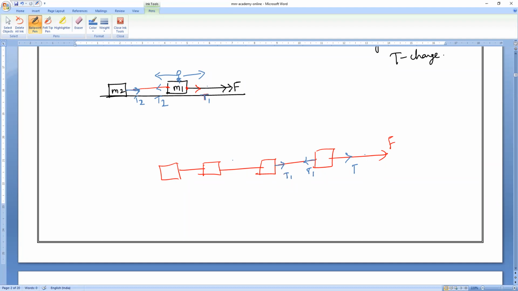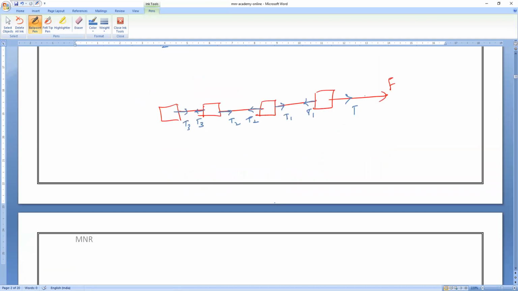Here also what will come? T1. Again a different string. Here what will come? Everybody, T2. And here also the same string again. Here also what will come? T2. And here a different string. What will come? T3. Here the same string, it will also come T3. Do you all understand, everyone? Clear? How to find the tension's direction?